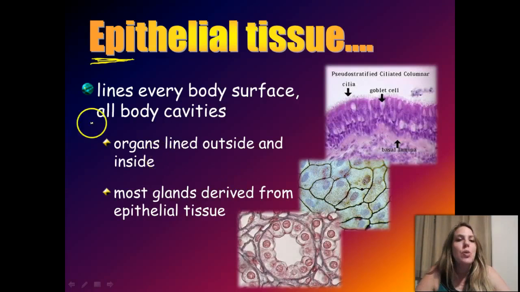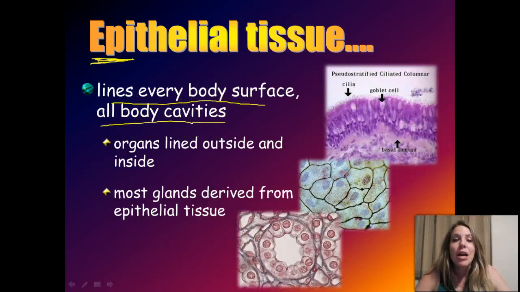And this kind of tissue lines every body surface and all body cavities. So this is really interesting, actually. If you think of all of your blood vessels, they're lined on the inside and on the outside of the tubes with epithelial cells. So one way you could think of epithelial tissue is that it's always facing some kind of space.